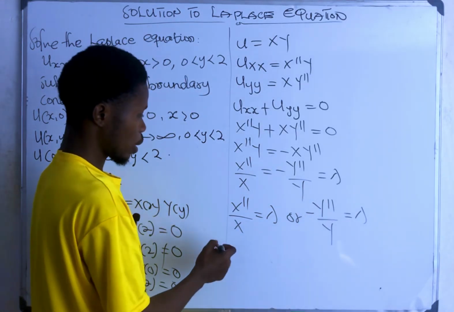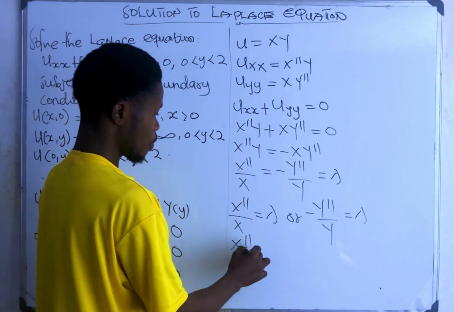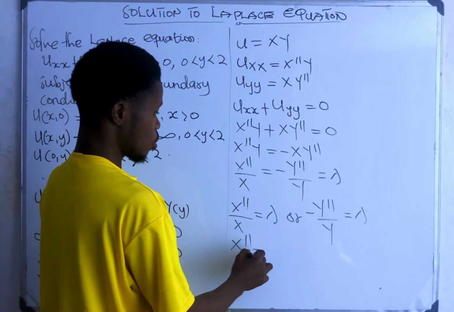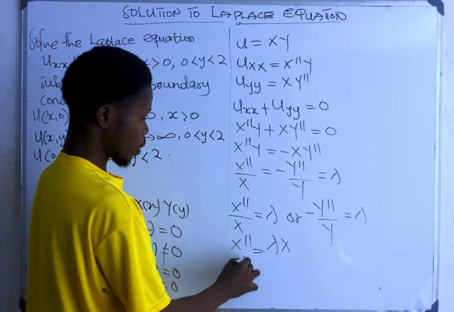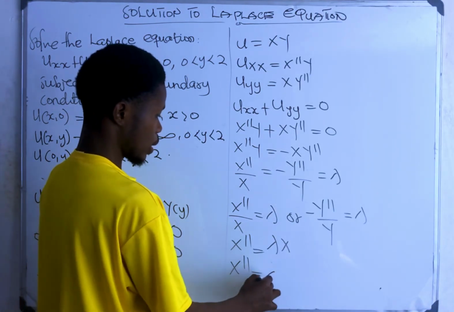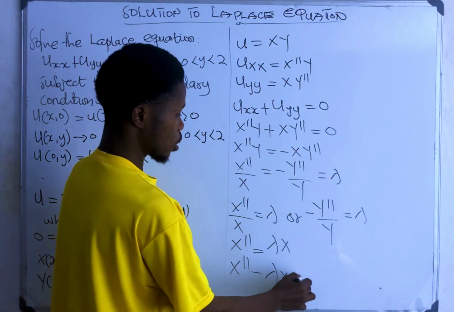So in this case, I can have X'' minus, because if I say X''/X equals lambda, then you see I'll have X'' minus lambda X equals 0.